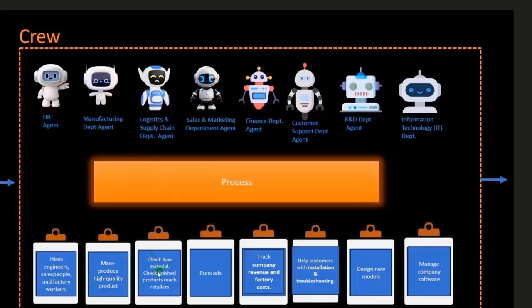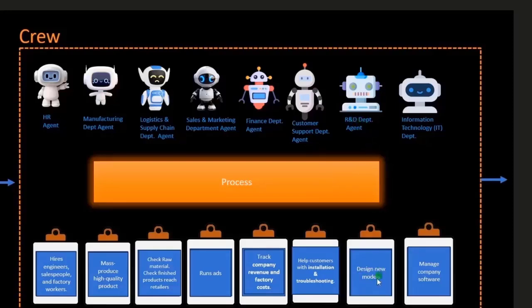Now the next task is to check raw material, check finished products, and reach retailers. This task can be done by which agent? The logistics agent can do this task. The next task is to run ads. So the sales and marketing agent can handle this task. And then we have the next task, track company revenue and factory cost. So we have a finance agent which can perform this task. Then the customer support agent can do this task, help customers with installations and troubleshooting. Then we have design new models.